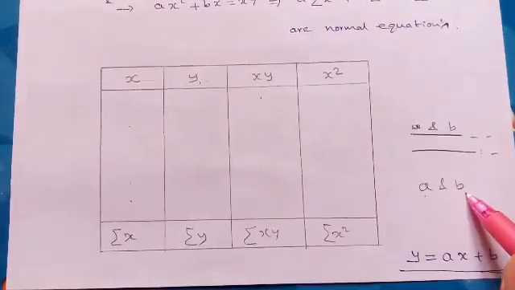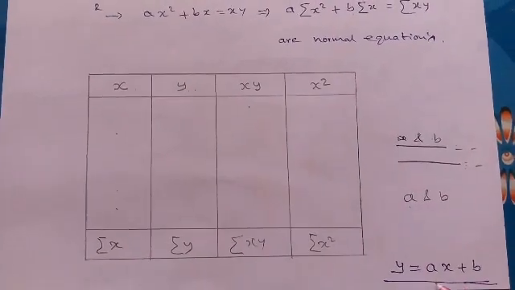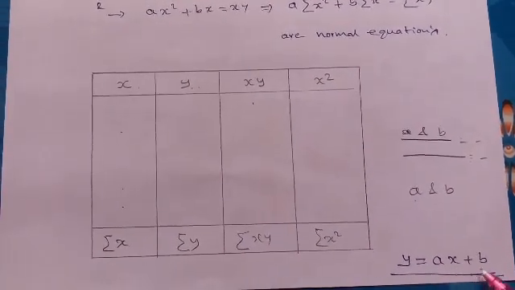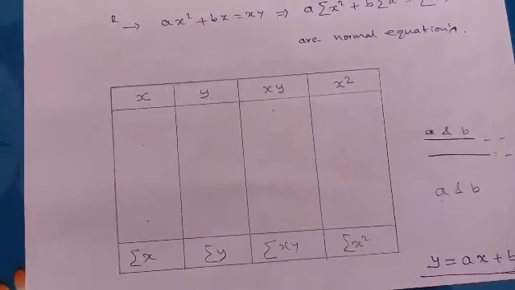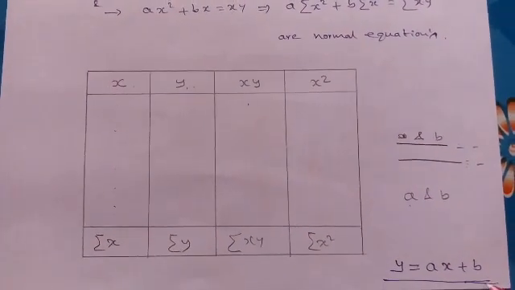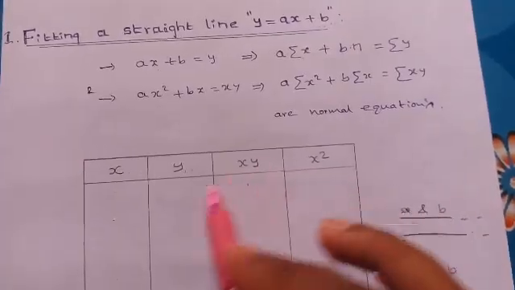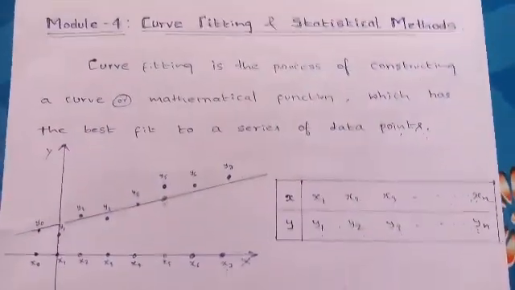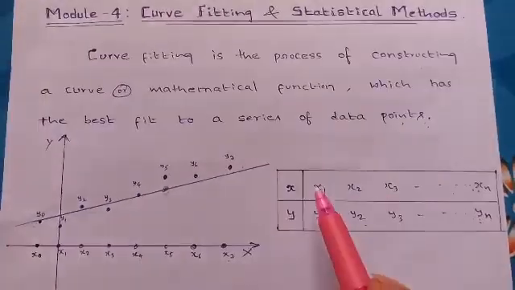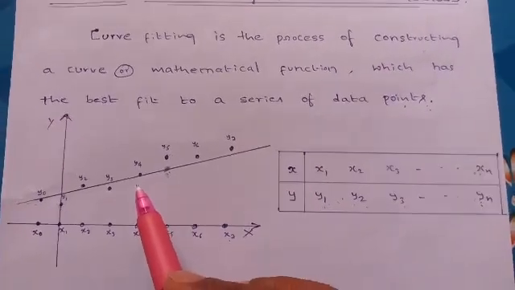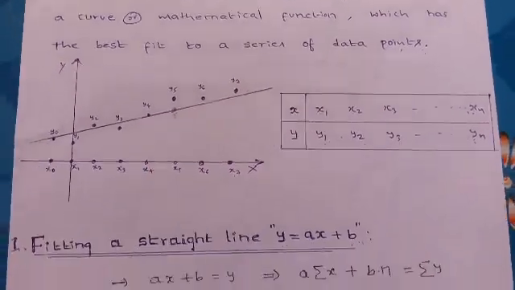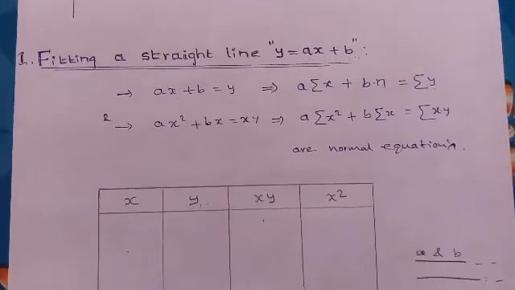Substitute these values of a and b into the equation of a straight line, y = ax + b. That is the best fit, the straight line that fits the given data in the least square method. This is called curve fitting, or fitting a straight line.